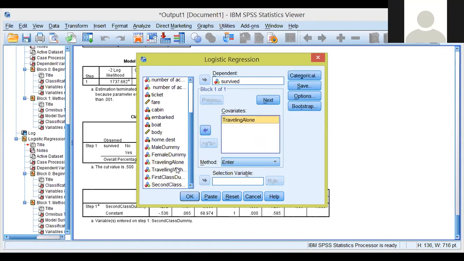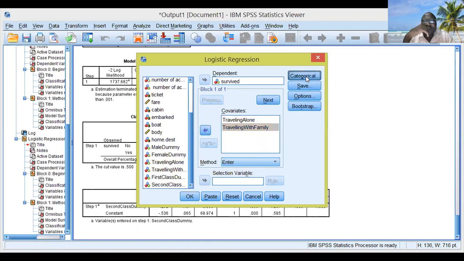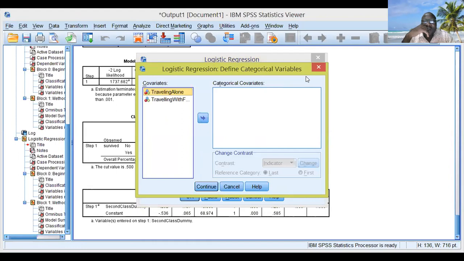Can we click on it, Ugo, let's see. Click on it. Because down there is an option for contrast, reference category and all that. I don't know what use they are.